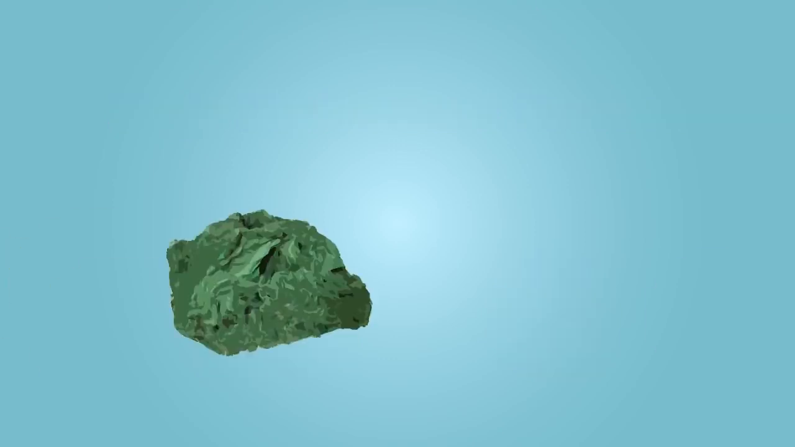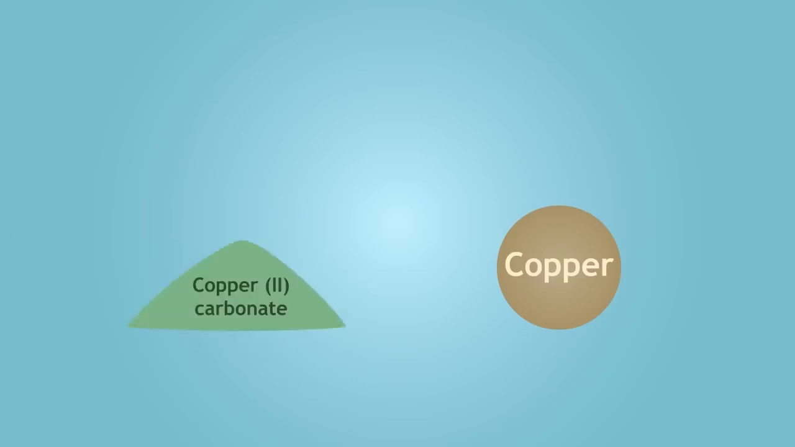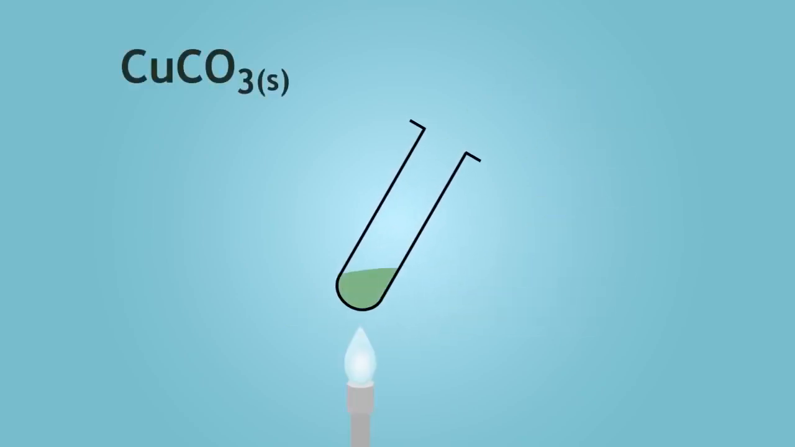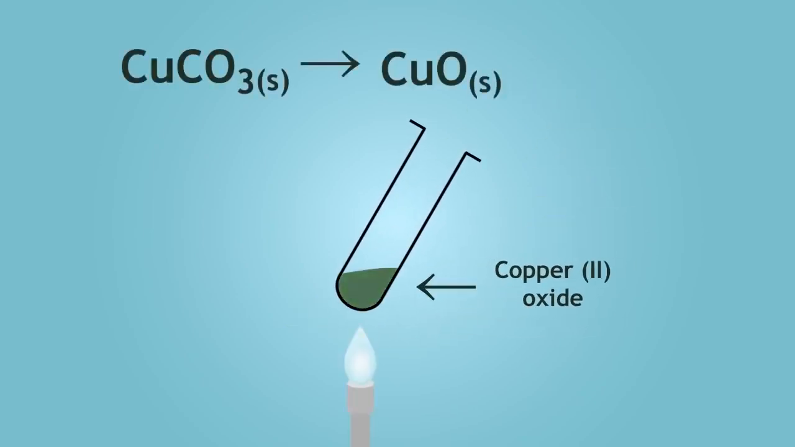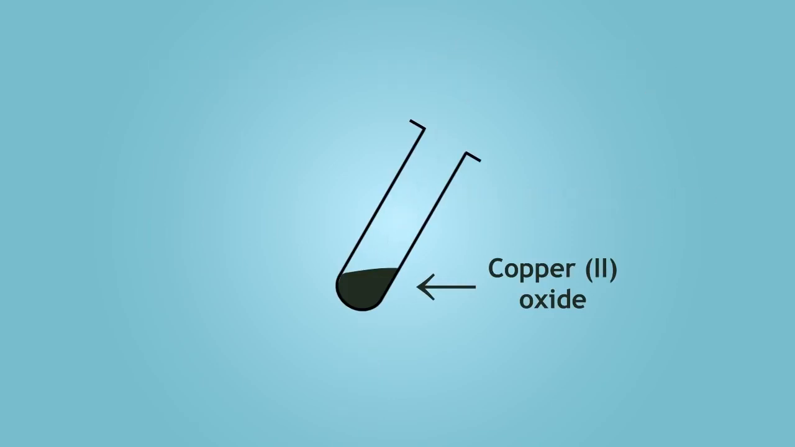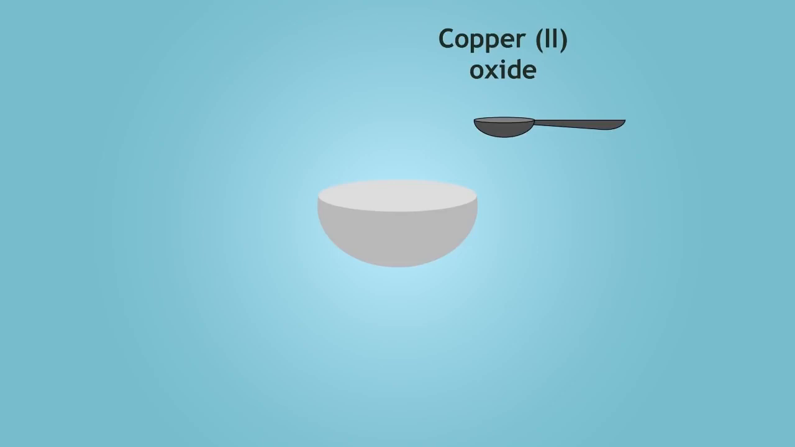We can mimic the extraction of copper from malachite using copper(II) carbonate powder. Copper(II) carbonate is a green solid that thermally decomposes to form copper(II) oxide and carbon dioxide upon heating. Copper(II) oxide is a black powder, and believe it or not, we can actually extract copper metal from copper(II) oxide. Place 3 spoonfuls of copper(II) oxide in a crucible and 1 spoonful of charcoal, which is essentially carbon.